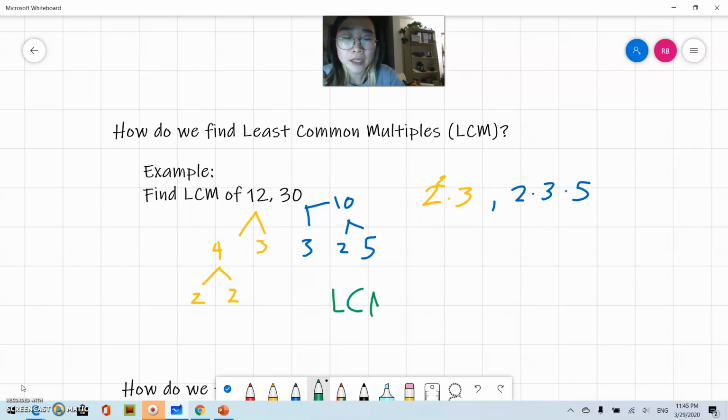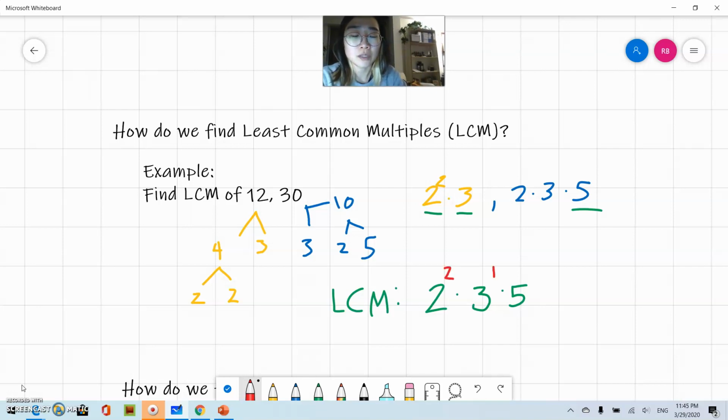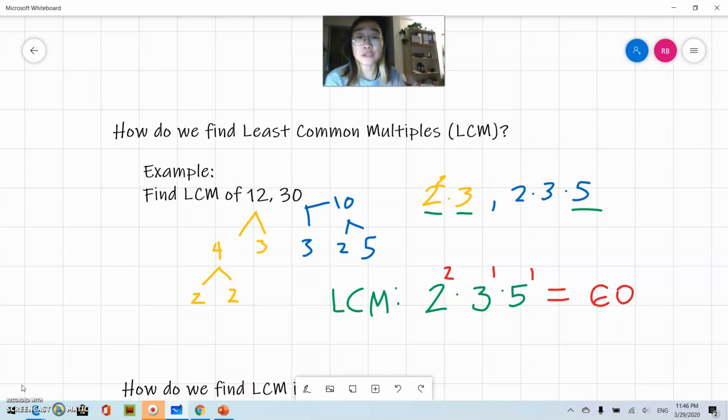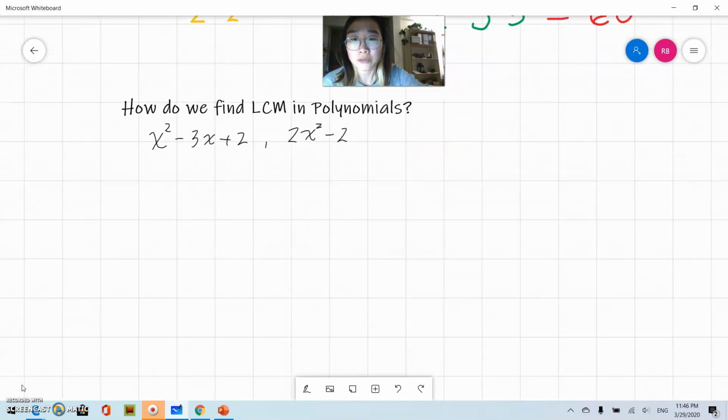So to find the LCM, you write all the numbers that you see. 2 times 3 times, and I see 5 as well for 30. So I write 2 times 3 times 5. And then you look at the power, and you're going for the highest power. So 2 squared, 3 to the 1, 5 to the 1, because none of the other numbers have a power greater than 1. And so your LCM is 4 times 5 times 3, so 60. Okay. And we use the same principle even when we are dealing with polynomials.